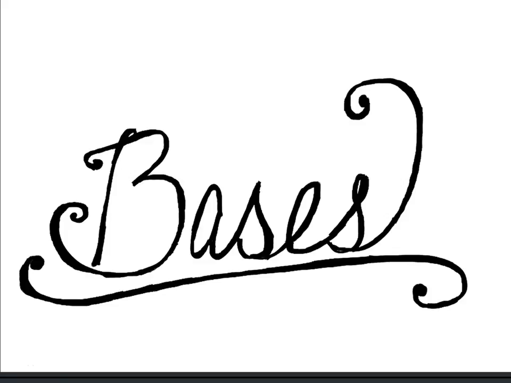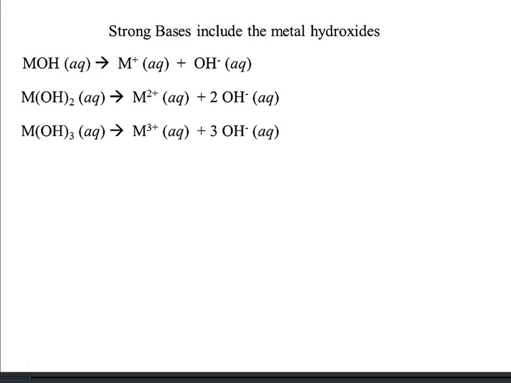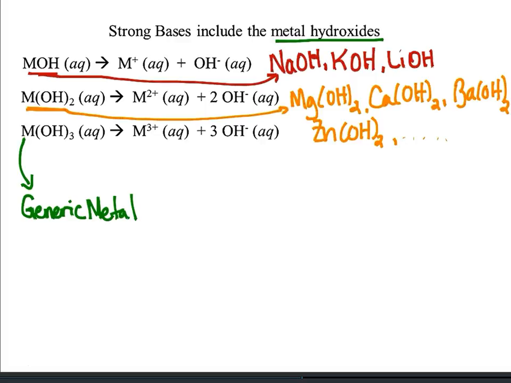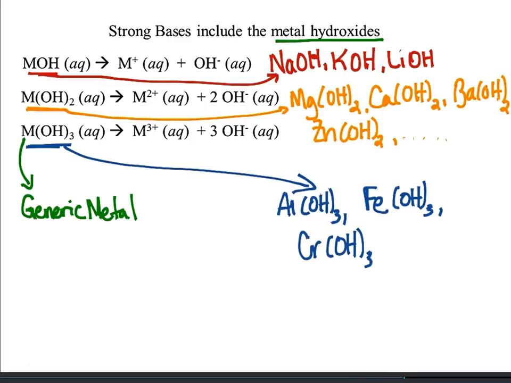So we're going to talk about bases now. The strong bases include the metal hydroxides. So M is just a generic metal here, either M+1, M+2, or M+3. The first one could be sodium, potassium, or lithium hydroxide, for example, the alkali metals. The second one could be something like calcium, magnesium, barium, zinc hydroxide, +2 metals. And then this third set would be something like aluminum, iron 3, chromium 3.